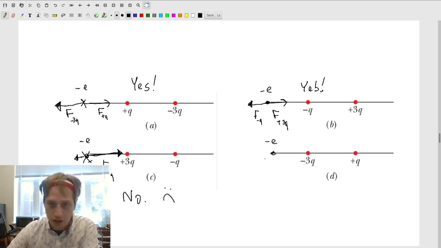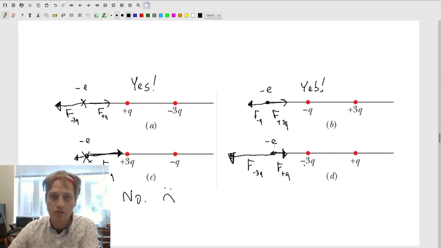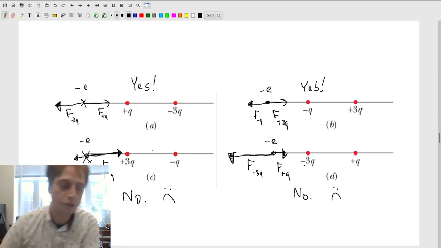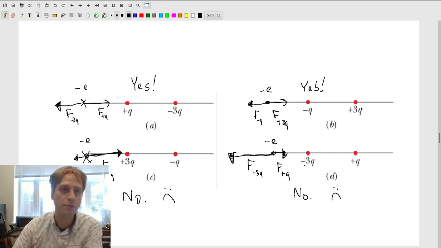Same situation here. The minus E and the minus 3Q, big force this way, and much smaller force pulling our electron towards the plus Q. Because this is always going to be smaller than that, this one cannot be in equilibrium. I've given you a problem in your homework to think through that idea. Equilibrium means the total force sums up to 0.